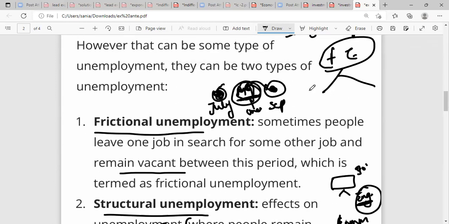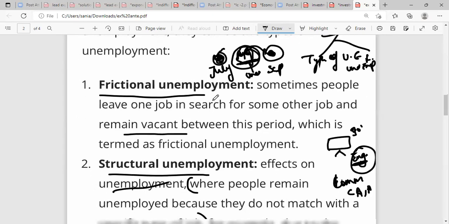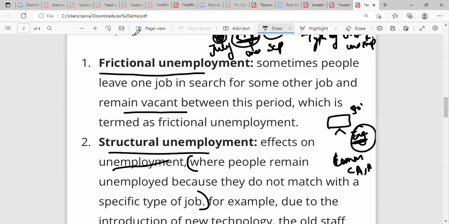I'll quickly write it down. Your heading will be types of unemployment under full employment. Okay, types of unemployment under full employment. So first is frictional and second one is structural. Quickly write it.